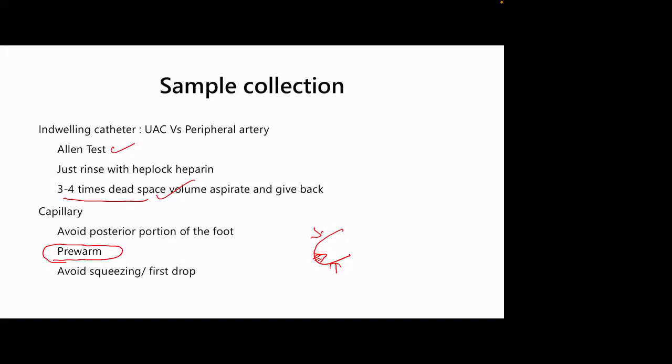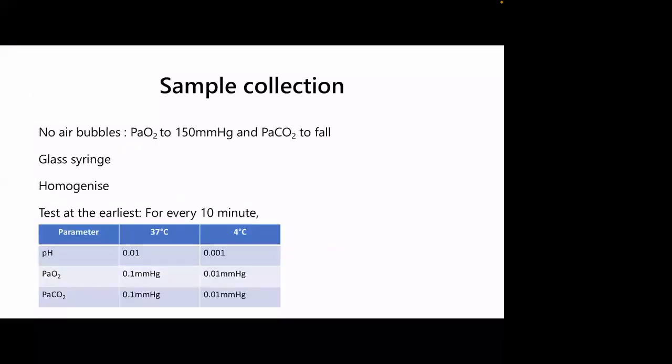Hence, we can get near arterial blood gas reports from a capillary sample, and we have to avoid squeezing the area for taking the sample, and we have to avoid the first drop. And we should make sure that there are no air bubbles in the sample, because if air bubbles are there, the PO2 can reach near atmospheric levels or 150 millimeter of mercury, and PaCO2 will fall to nearly 10, because the PaCO2 level in the atmospheric air is very negligible.